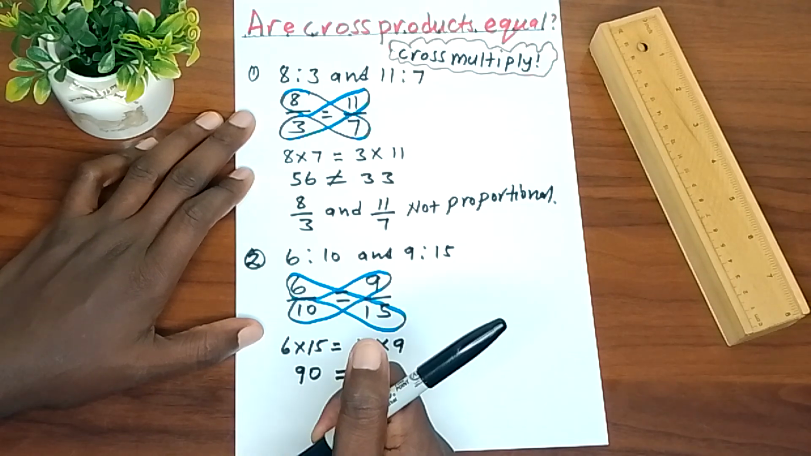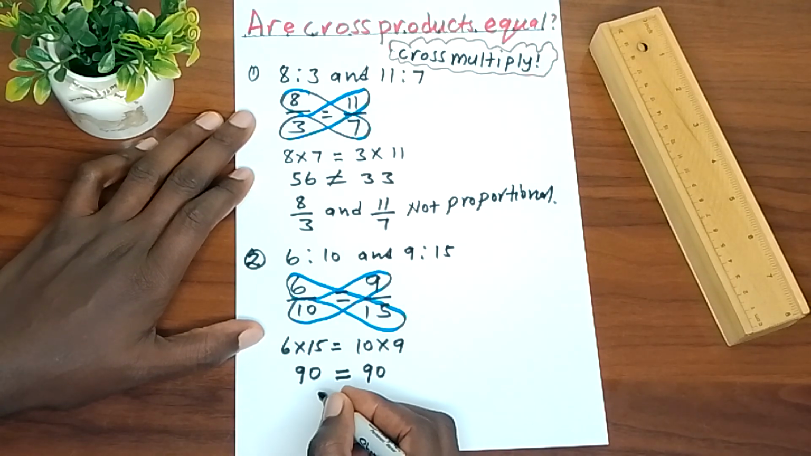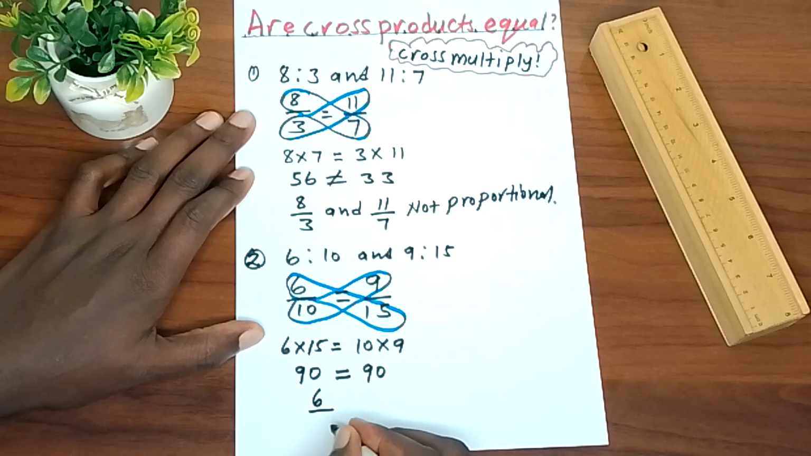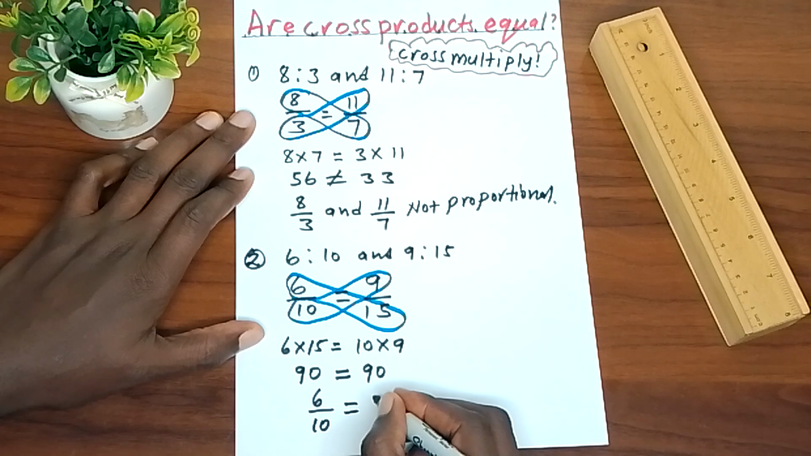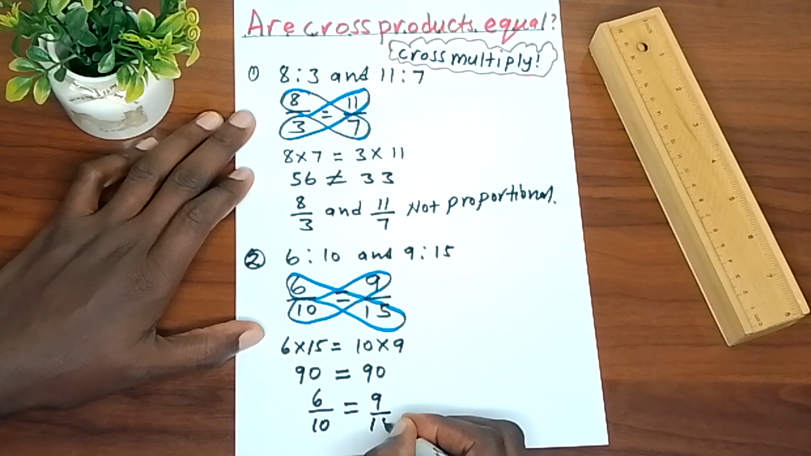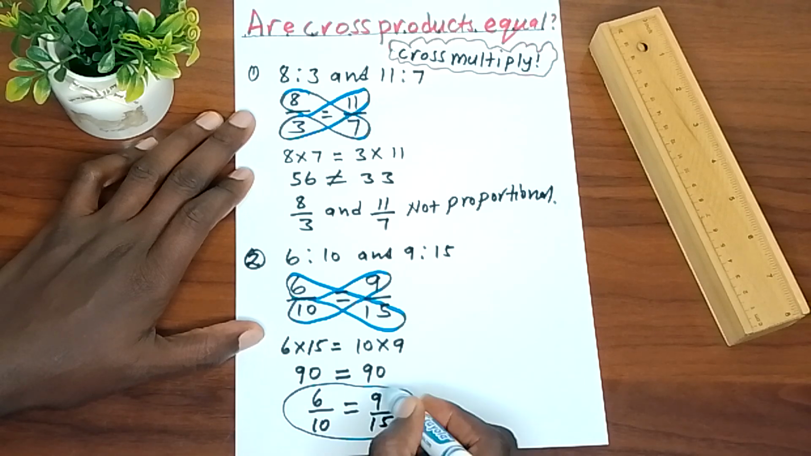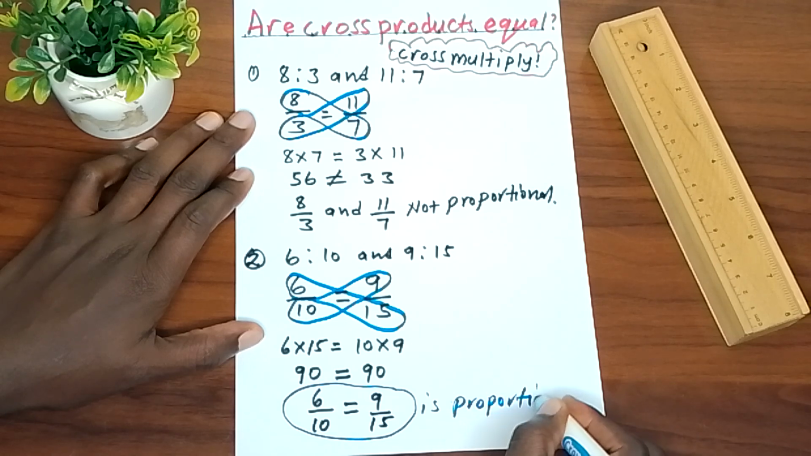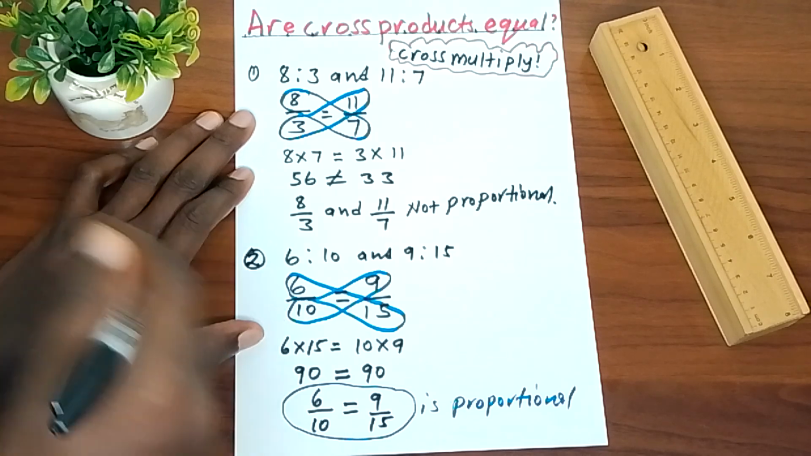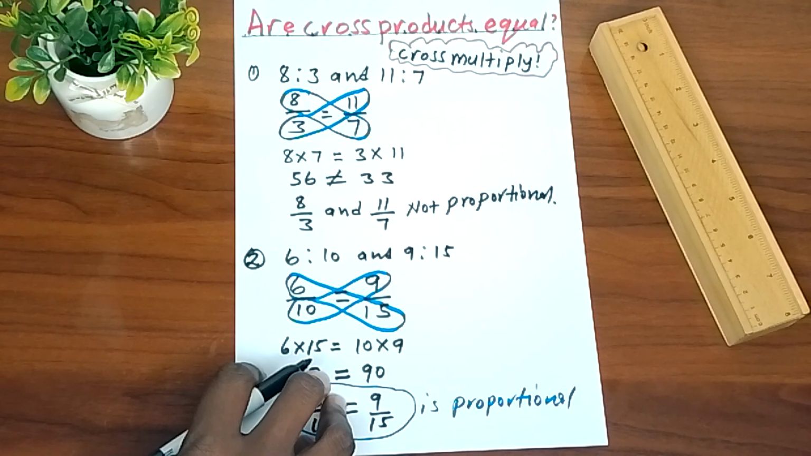This means that these two ratios are proportional. So we write our conclusion and say 6 over 10 is equal to 9 over 15, and this one is proportional. So that is how we deal with cross products to find whether the ratios are proportional or not proportional.